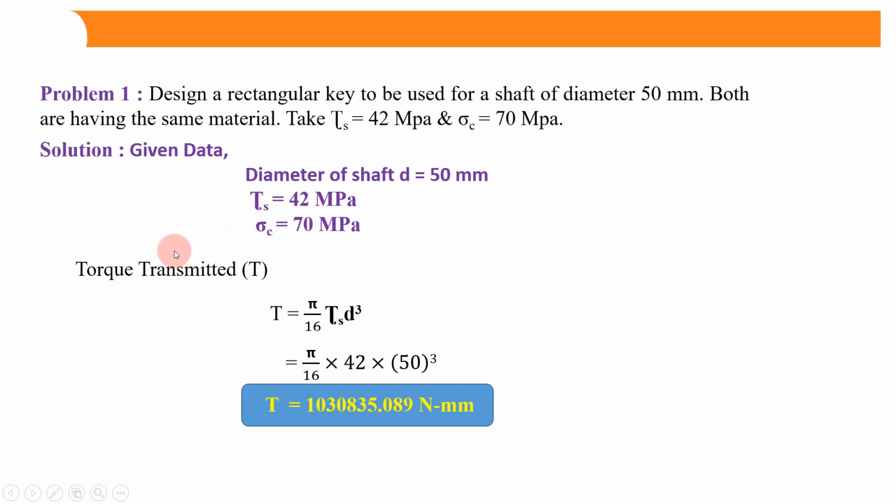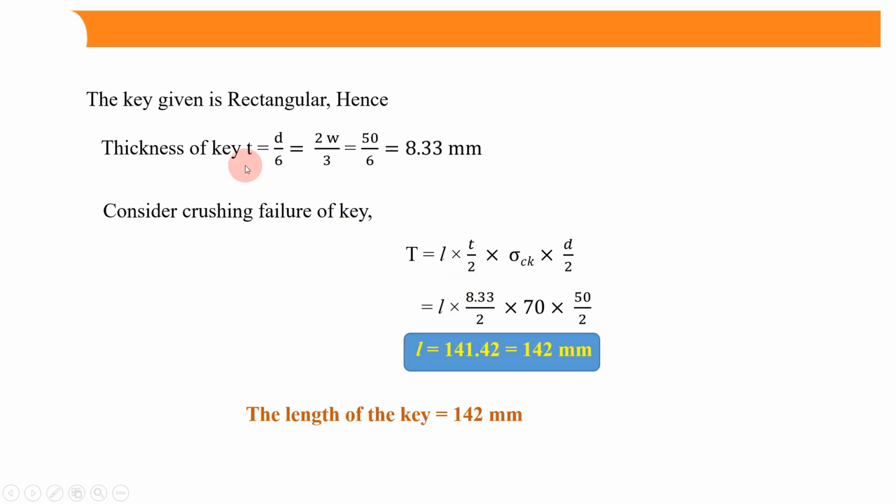Now what is the first step? The first step is to calculate the torque transmitted, as we have seen in previous videos. So T equals pi by 16 into tau s into d cube. By this relation we can easily calculate the torque transmitted. The diameter is given to us, that is 50 mm, and tau is given to us, that is 42 MPa. We have calculated the value of T, that is T equals 1030835.089 Newton mm.